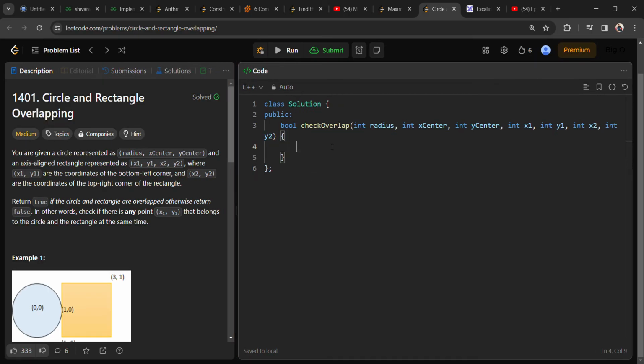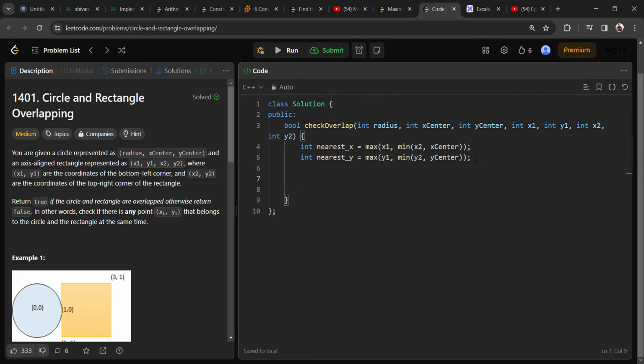What I said first is that we have to find the nearest x and nearest y. So I write int nearest x is equal to, first of all, the minimum of x2 comma x center. After finding the minimum, we choose the maximum of x1 comma that minimum. Similarly, I find the nearest y: just change x to y. After finding the nearest x and nearest y, I have to calculate the distance.